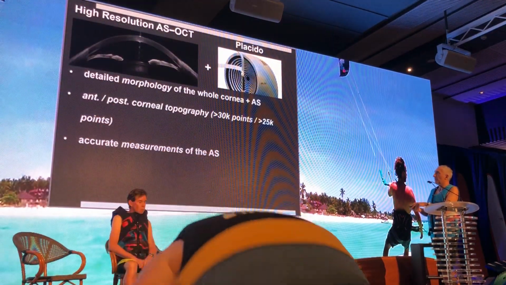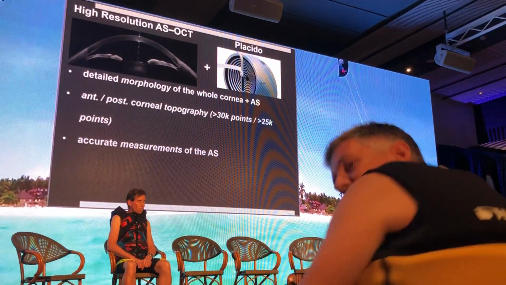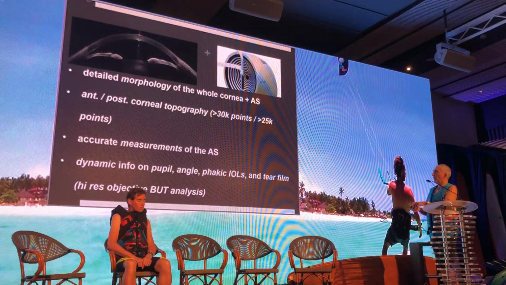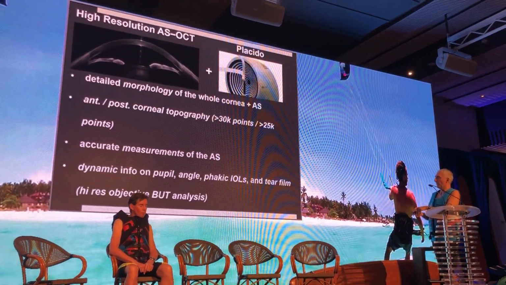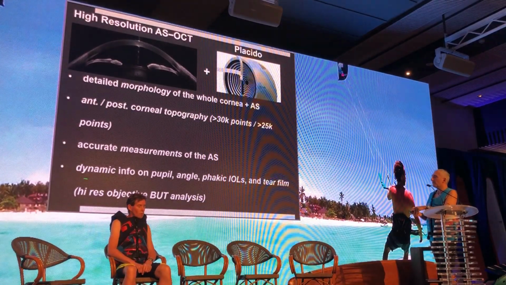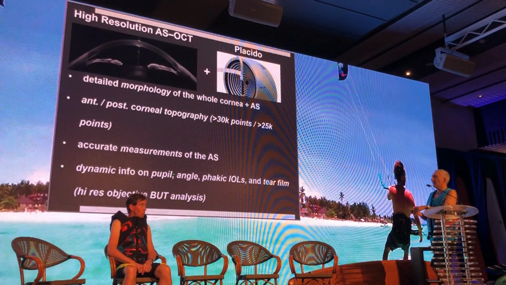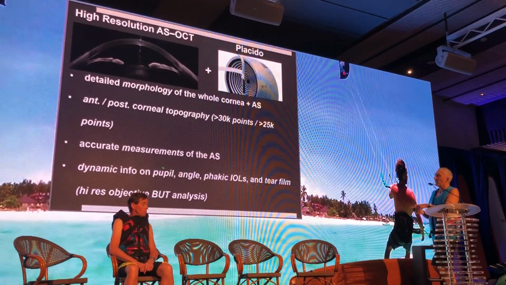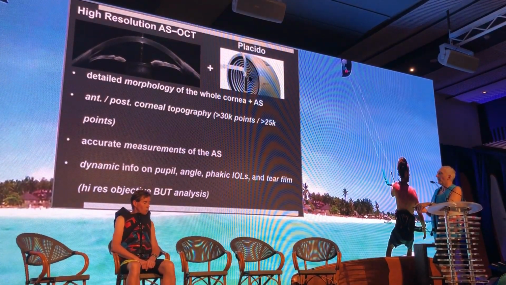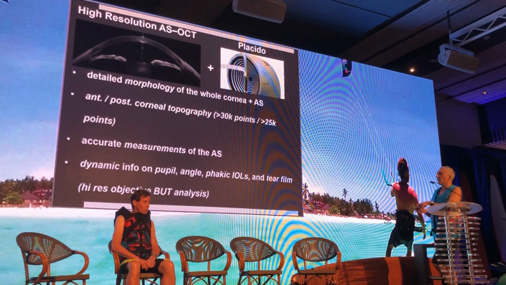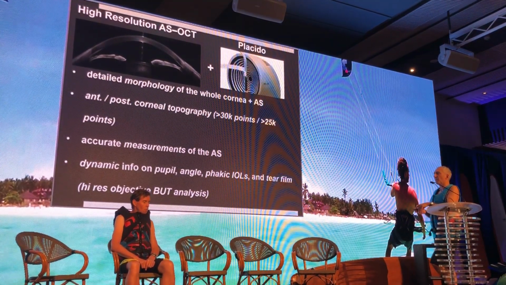In the anterior segment, we can measure whatever we want, all the distances, but also we have an interesting feature that is the dynamic behavior of the pupil, of the IOLs, and even the tear film with the high resolution objective break-up time analysis.